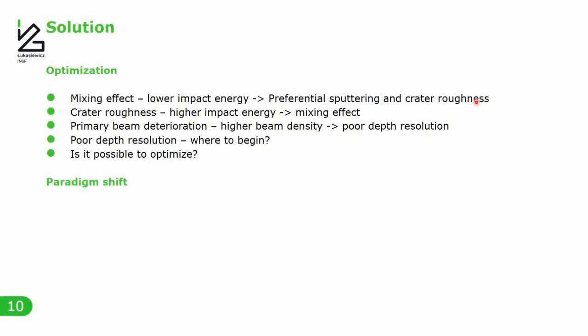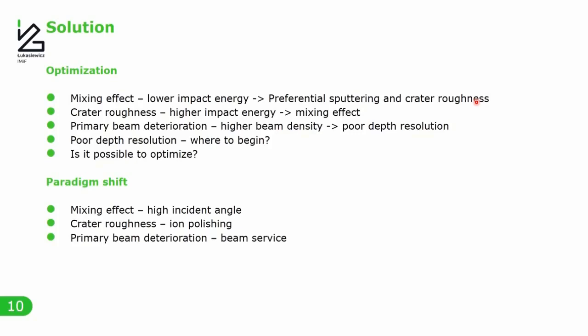Here I thought that we need something completely different, a completely different approach. As you know already from the previous example, I'm a very big fan of high incident angle experiments. They are very difficult to optimize, but still it is possible to reduce the mixing effect. Then I said that for the crater roughness, we need ion polishing, which I will be showing you in a minute. And for the primary beam deterioration, we need a beam service, and to increase the depth resolution, we need impact energy modulation.